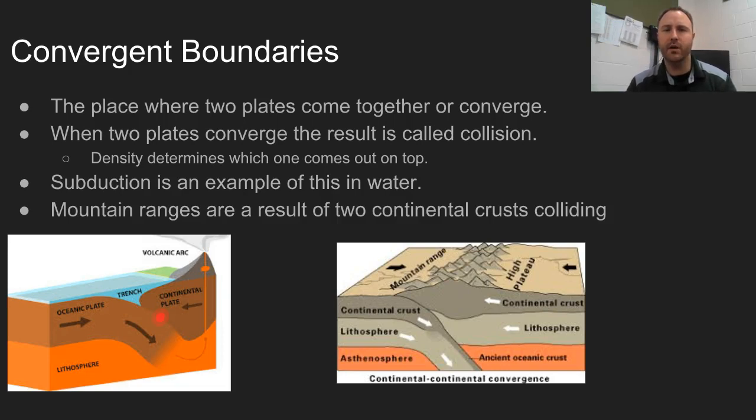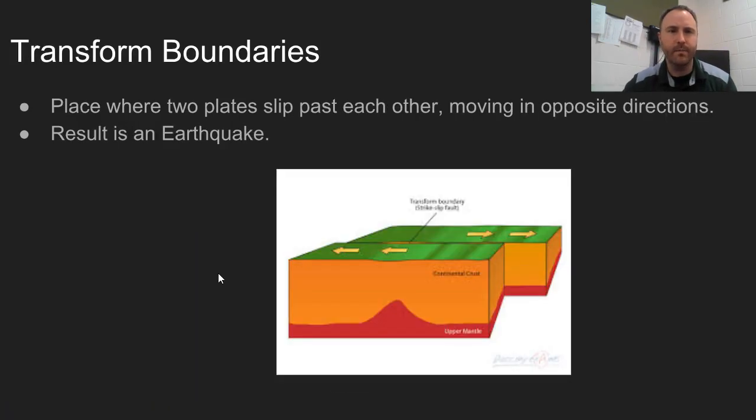Mountain ranges are a result of two continental crusts colliding. So when you have the one going down and the other one getting forced upward, it creates that mountain range. And so you can see the example here where the one gets shoved upward and it creates the mountain range, the other one is forced back down into the lithosphere and asthenosphere. And then the same thing can hold true for creating a volcano.